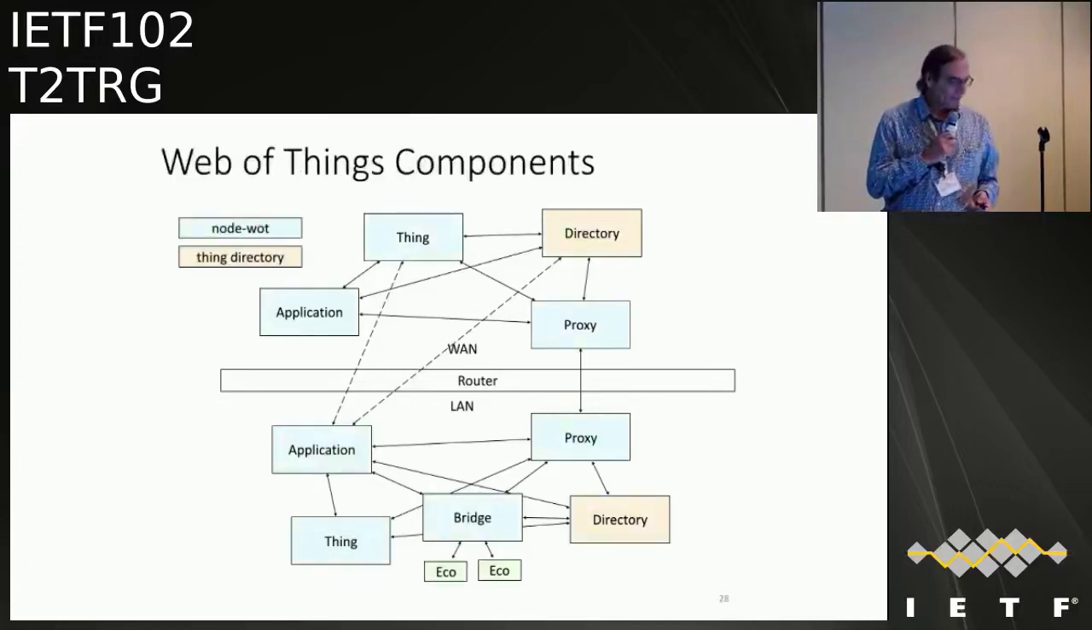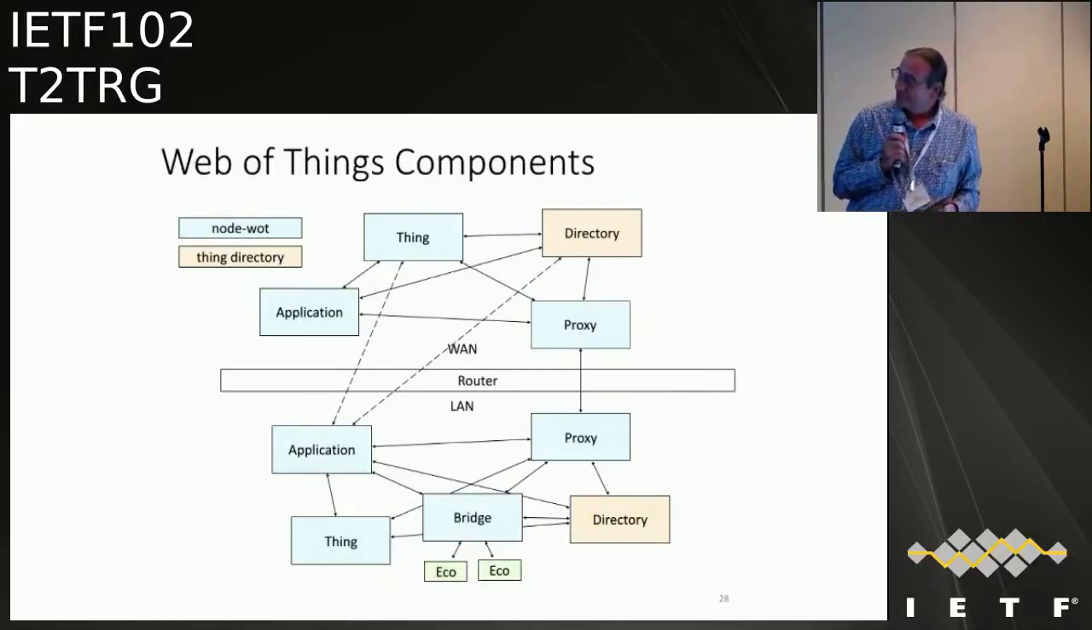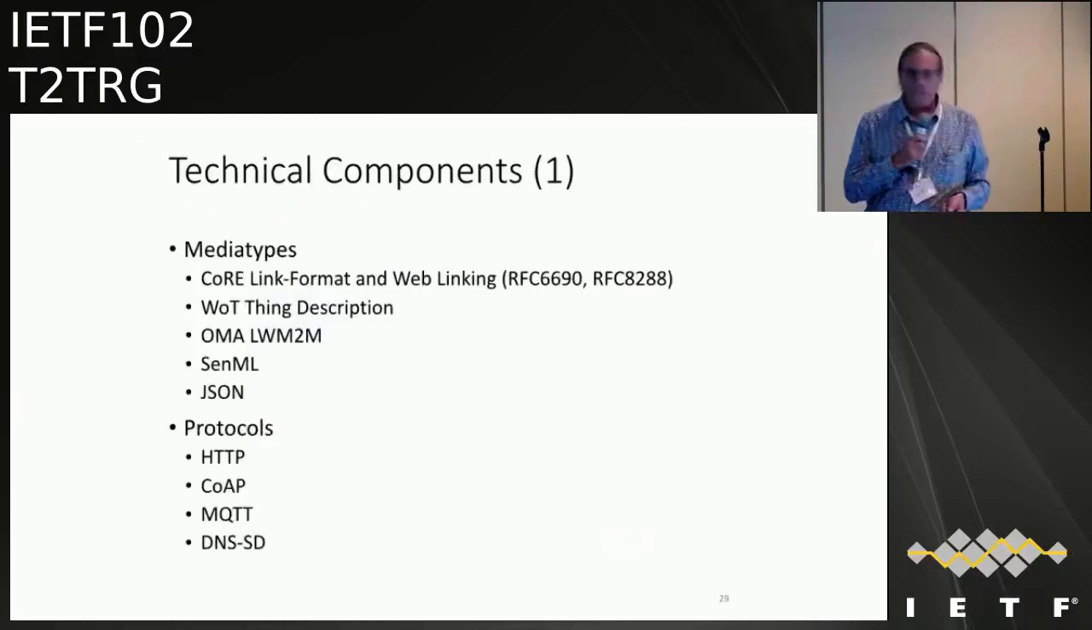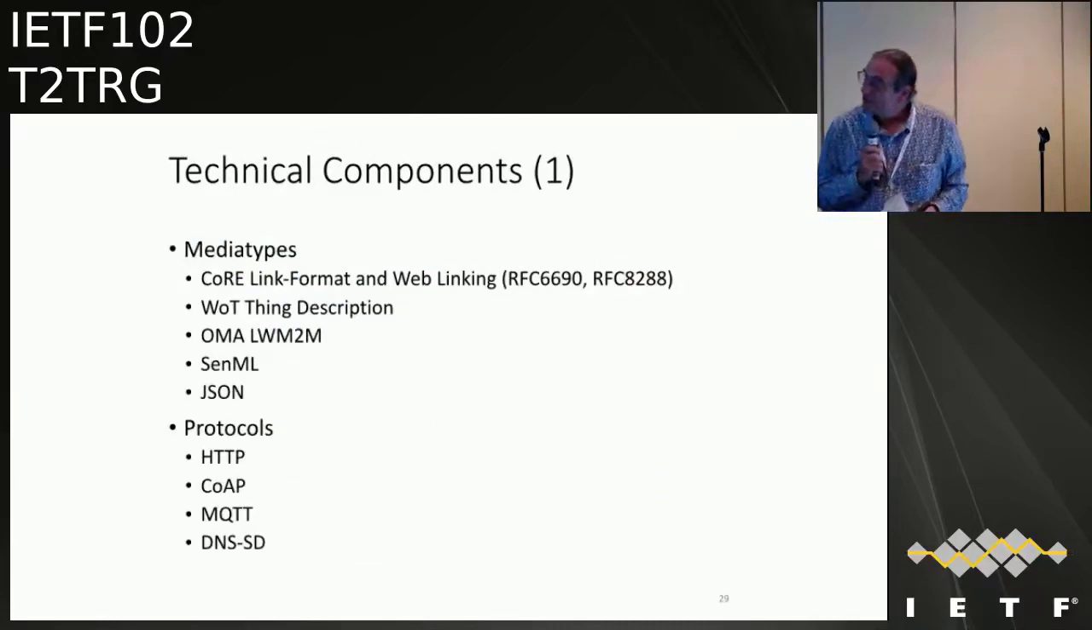And W3C provides a number of components. There's some color, you can see the color. So there are a couple of components, Node-RED and thing directory, that can be used to fulfill those roles. But other components can be used in those roles as well.